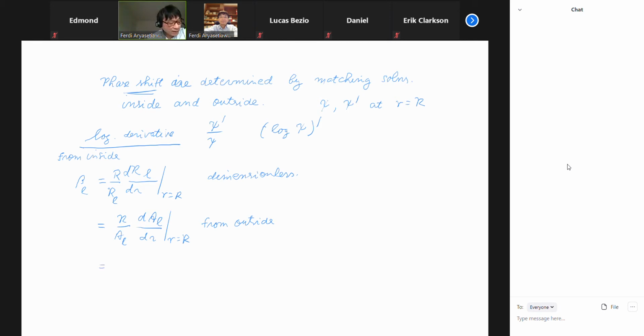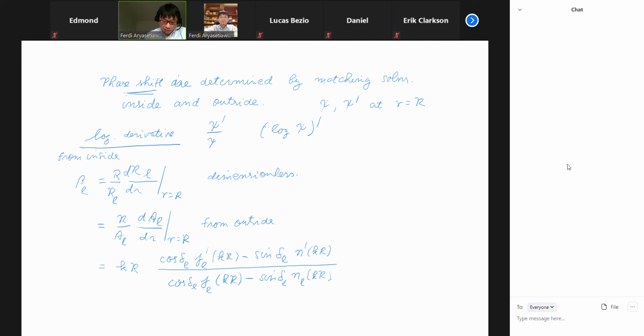logarithmic derivatives, we will find that it is equal to Kr, and then we have cosine delta L prime Kr minus sine divided by EL. So that is given by this. So the numerator is just the derivative of AL, and the denominator is just AL times R here.